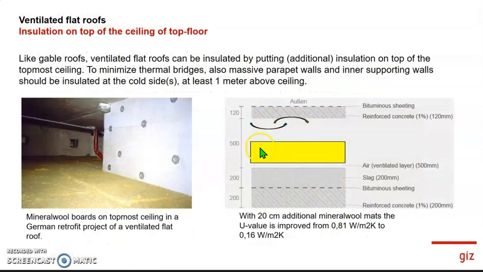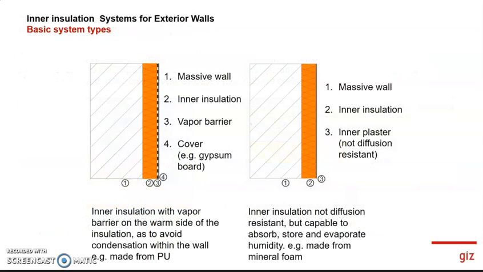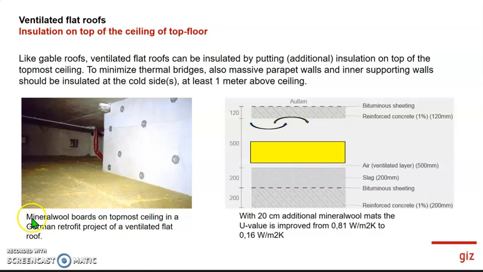Then we have another one here. You can see the insulation on the top of the ceiling of the top floor. On the top you have the roof, and then you just put an insulation layer here. Upsala, that was too quick. This is used as mineral boards on the topmost ceiling in the German retrofit project. Ventilated flat roof, that's what I was actually looking for. So this is one version where you can change the U value of the roof from 0.81 to 0.16, which is quite good.